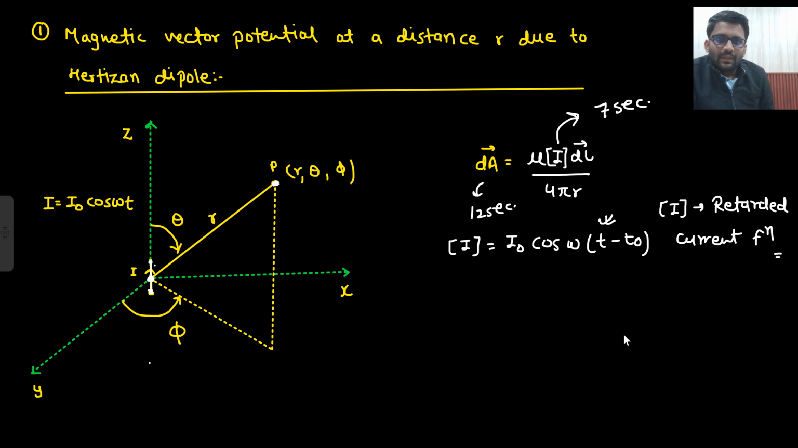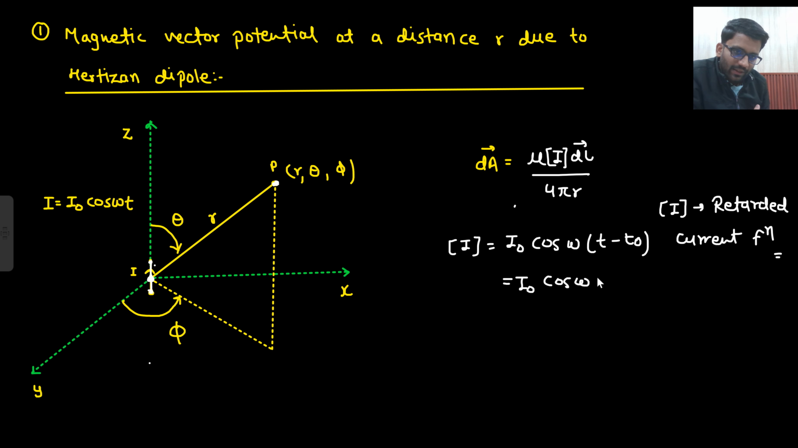Just a second. Yeah, let's continue. So we were talking about the magnetic vector potential, and you got to know what your retarded current function is. So what will be our t naught? I naught cos omega t minus, what will be your t naught? T naught is the time taken by the wave to reach from here to here. So what will be time? Time is equal to distance upon speed, r by vp, where speed is the phase velocity.